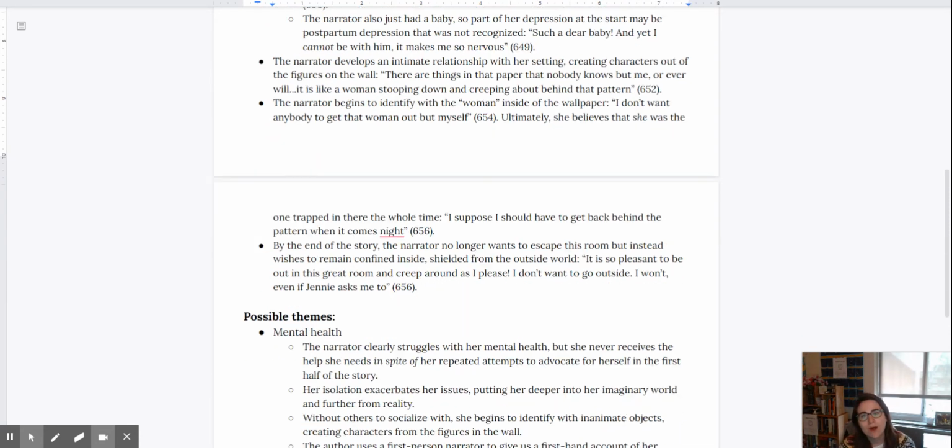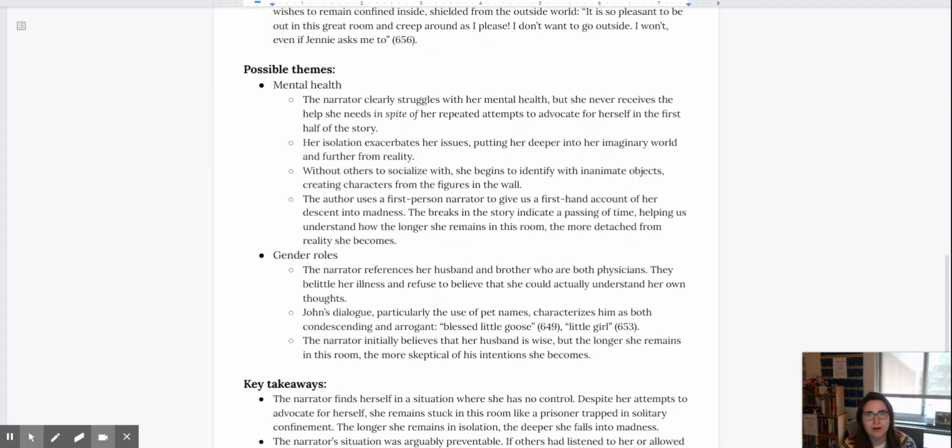Okay. Now, some themes you may want to consider here are obviously mental health, and I'll also talk a little bit about gender roles. So, thinking about mental health, it's obvious that she has some mental health issues. She's never receiving the help that she needs, but she does ask for things throughout the story and tries to advocate for herself. She mentions to her husband that she would like to go out and socialize, or would like to take a trip, or would like to go visit her cousins.